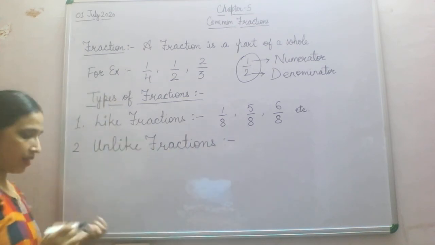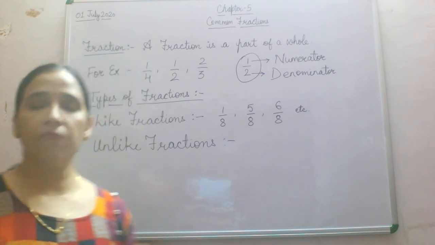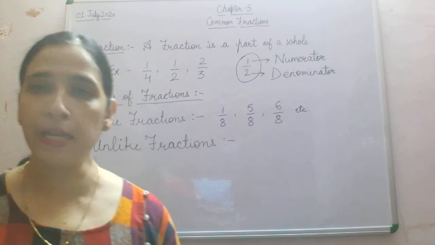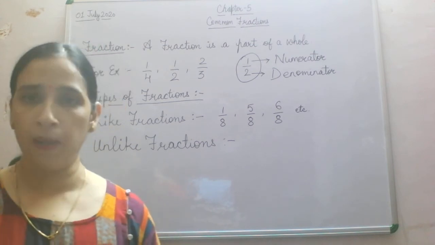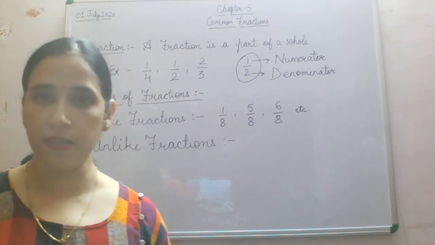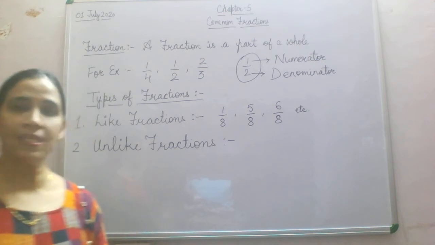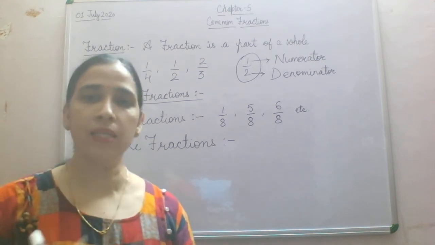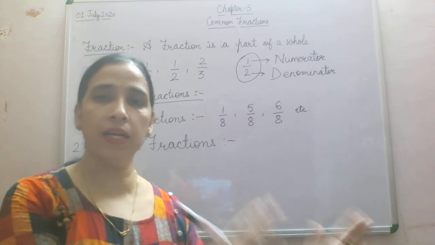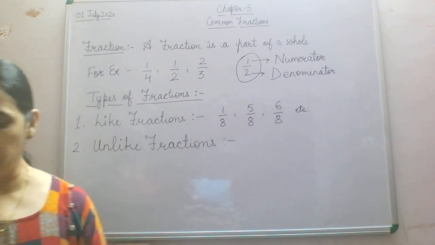Now what is the definition of like fractions I have told you? Yes, correct. The fractions having the same denominator are called like fractions. It means the fractions having unlike denominators, meaning different denominators, are called unlike fractions. Like means same and unlike means different. The numbers or the fractions having different denominators are called unlike fractions.